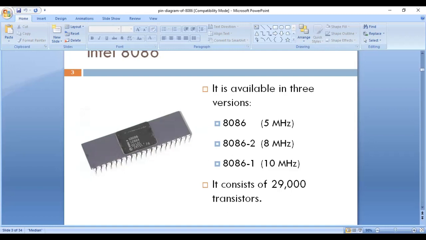The 8086 is available in 3 versions, based upon the frequencies. The first version is 5 megahertz, the 8086-2 is 8 megahertz, and the 8086-1 is 10 megahertz. It consists of 29,000 transistors. The 8086 uses NMOS technology, which means N-type metal oxide semiconductor.